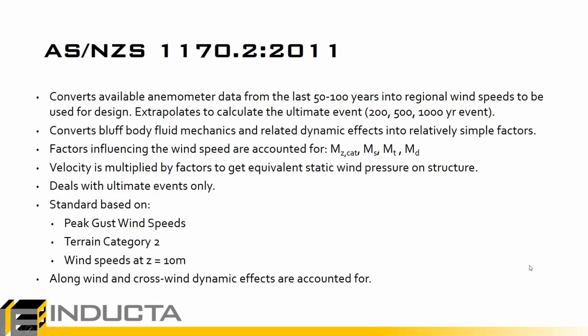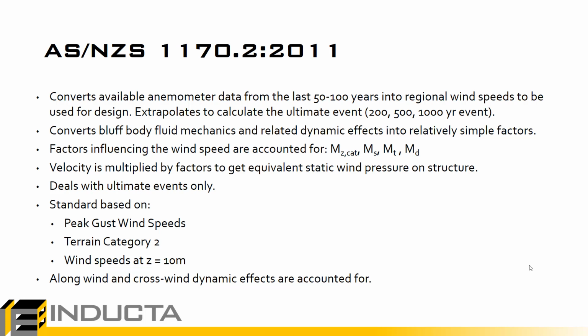So in summary, what our wind code is doing is converting all of the available anemometer data in Australia from the last 50 to 100 years into regional wind speeds that we then use for design.